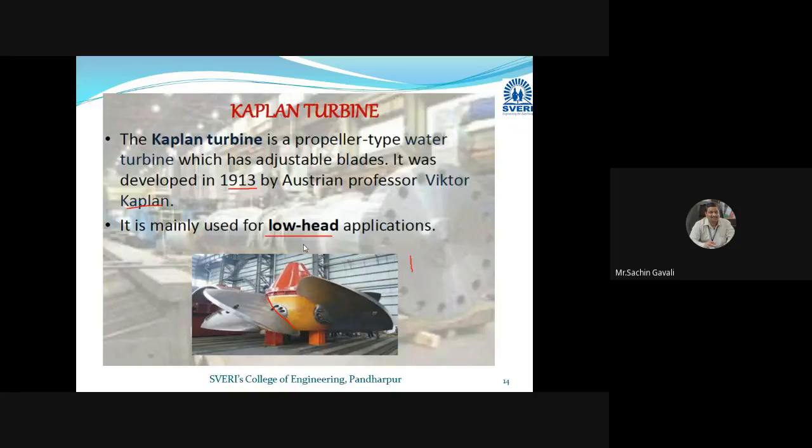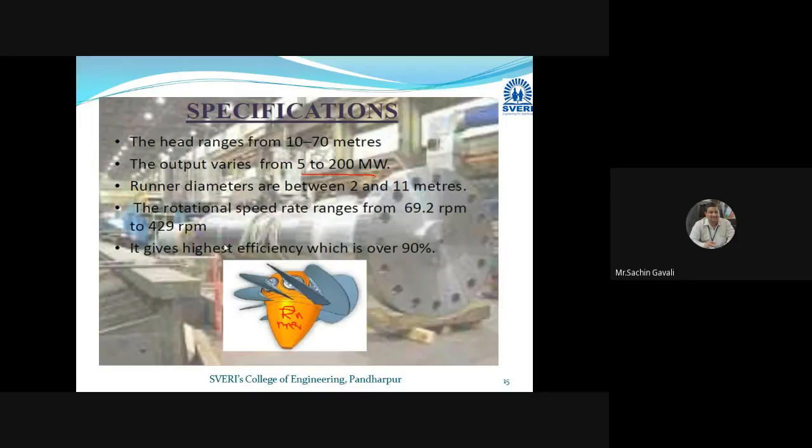Then afterwards we have the Kaplan turbine. Kaplan turbine is a low head turbine. When the head of water available is low, we can use the Kaplan turbine, but the Pelton turbine we have to use when the head of water is very high. Kaplan and Francis are the names of scientists who developed these kinds of turbines. Head is 10 to 70 meters, output varies from 5 to 200 megawatts, and runner diameters are between 2 and 11 meters.